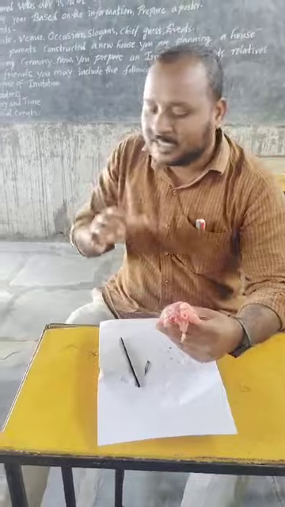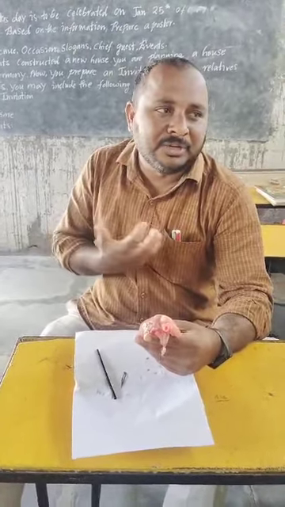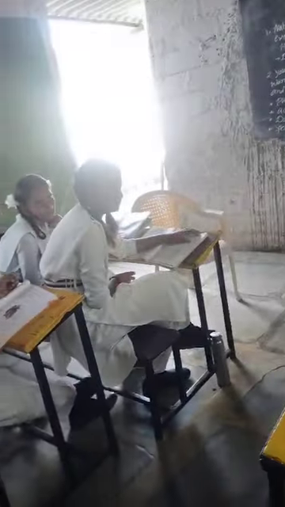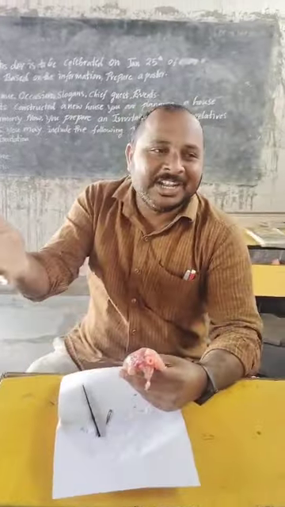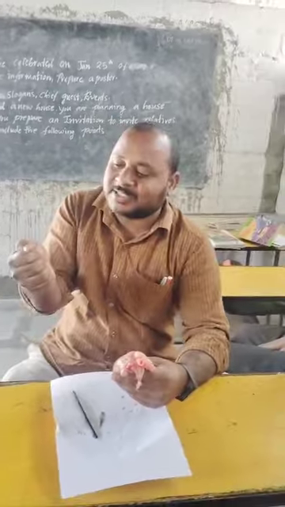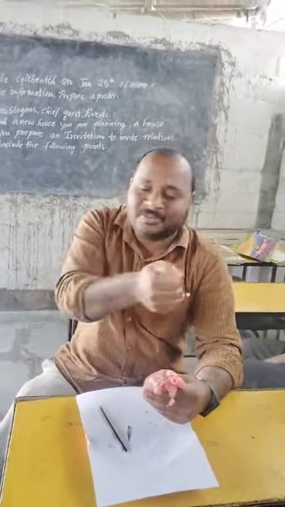Our heart is located inside our chest cavity, in between the two lungs. That place is called the mediastinum. Then it is slightly tilted to the left side. And what is the actual size of our heart? It is your own fist size. My heart is this size, and your heart is your fist size.